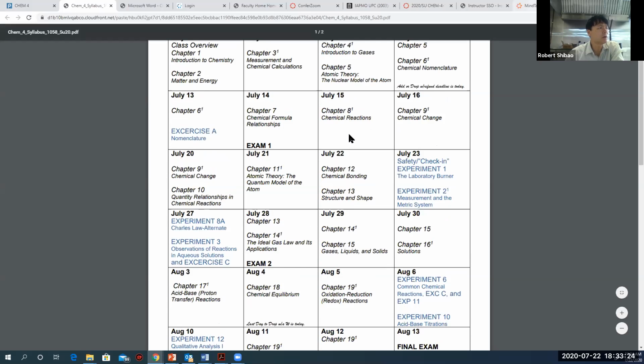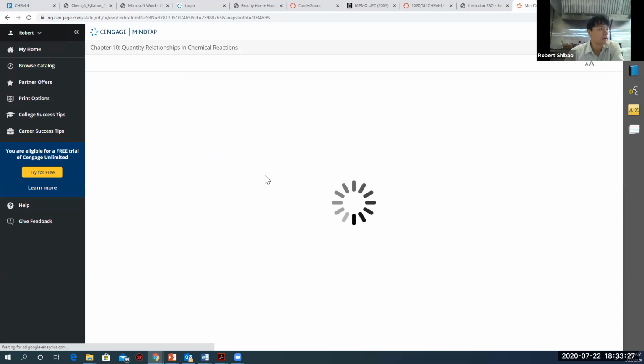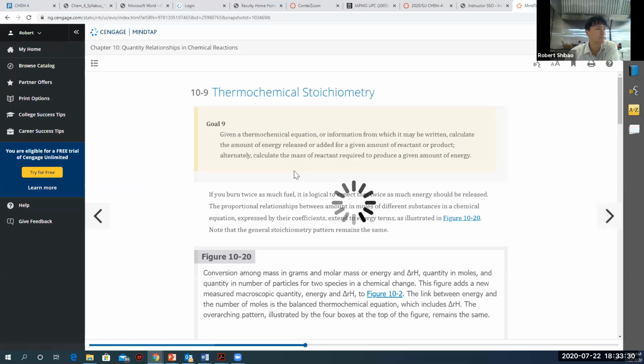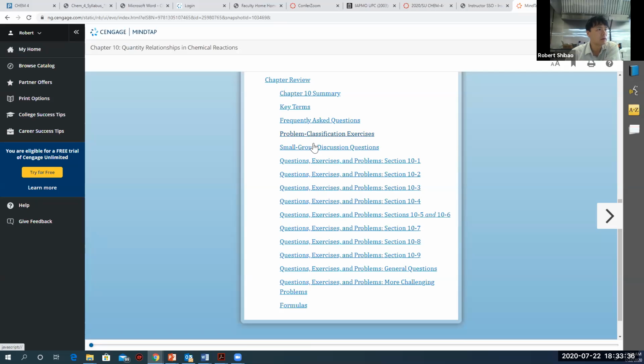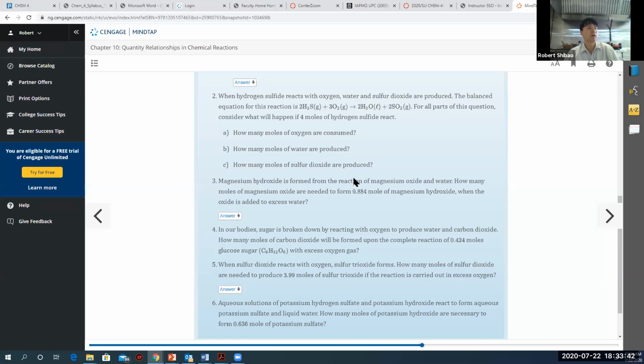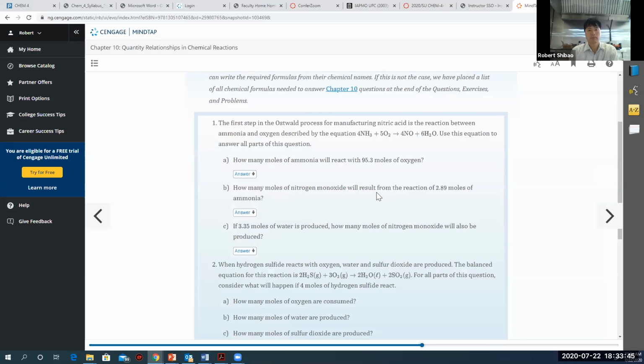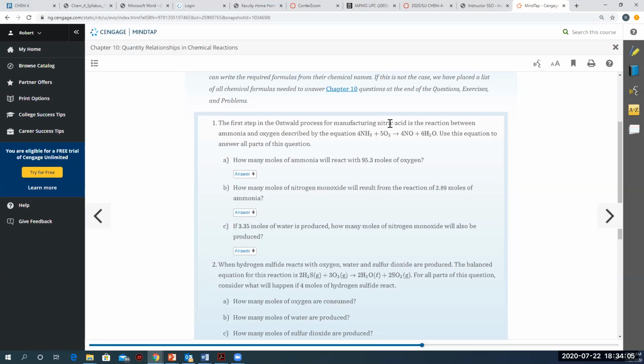Let's take a look at some chapter 10 problems, and what types of homework problems there are in chapter 10 here. All right, the first step of the Ostwald process for manufacturing nitric acid. Nitric acid is an important acid. Nitric acid is an oxidizing acid, as we talked about earlier.